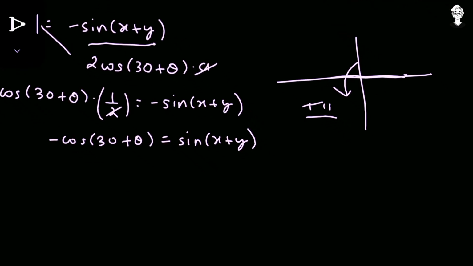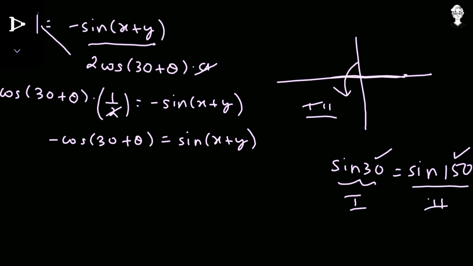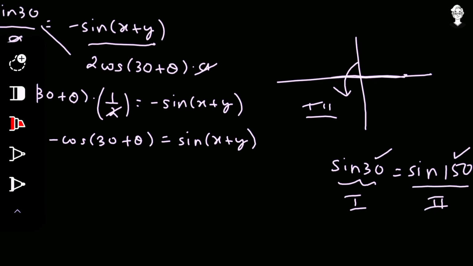And as I told you, if you have to compare the angles inside the trigonometric values, we have to have those angles in the same quadrant. Like sine of 30 degree is equal to sine of 150 degree. But we cannot say that 30 is equal to 150, because 30 lies in the first quadrant and 150 lies in the second quadrant. So we have to bring that thing into the first quadrant.